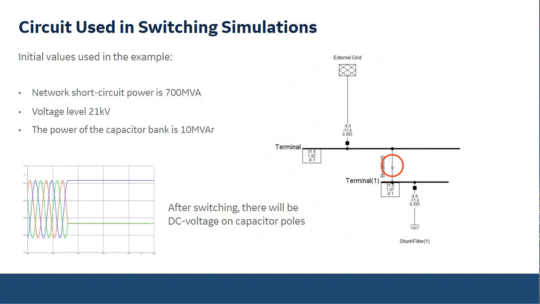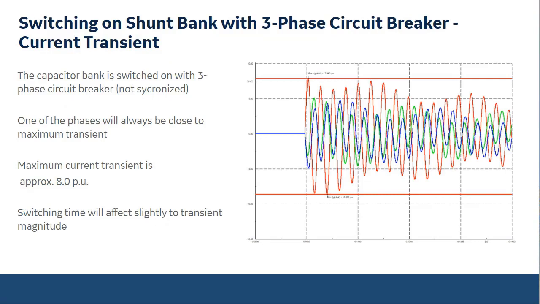Okay, so first we switch a shunt bank with the three-phase circuit breaker. It means that all phases are connected simultaneously, so we don't have one-phase breakers that would break each phase at a zero crossing point. So this is not the case now. We are using just a regular circuit breaker here. One of the phases we always close at maximum transient, and in this case, the maximum current transient is approximately 8.0 per unit.